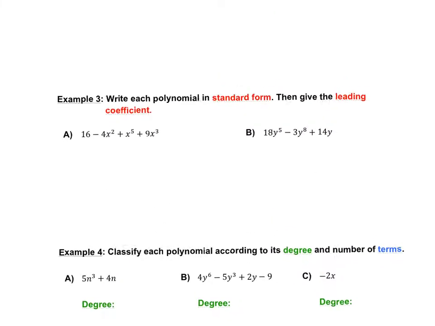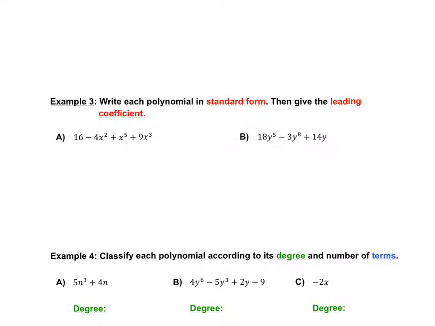Okay, for example 3, they want us to organize it in standard form and then give the leading coefficient. So remember that standard form is greatest to least. So I always look at all of my terms and then I circle the largest one. Always take the sign in front. Then I go to the next largest. Then the third, always take the sign in front, so that's minus 4x squared. And the last one is plus 16. The leading coefficient is the coefficient in the front, which is an understood 1.